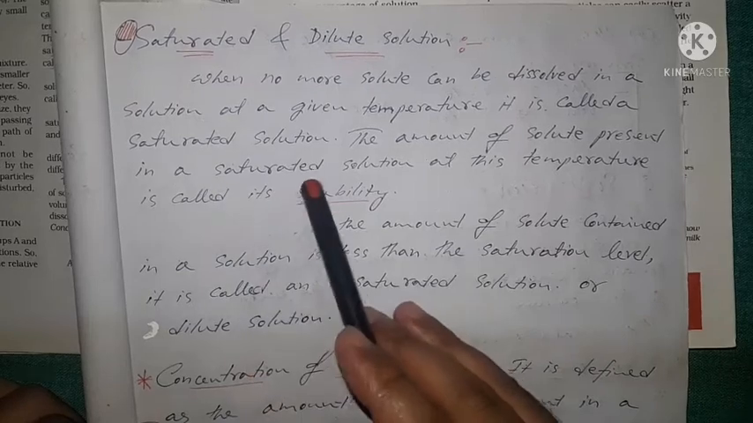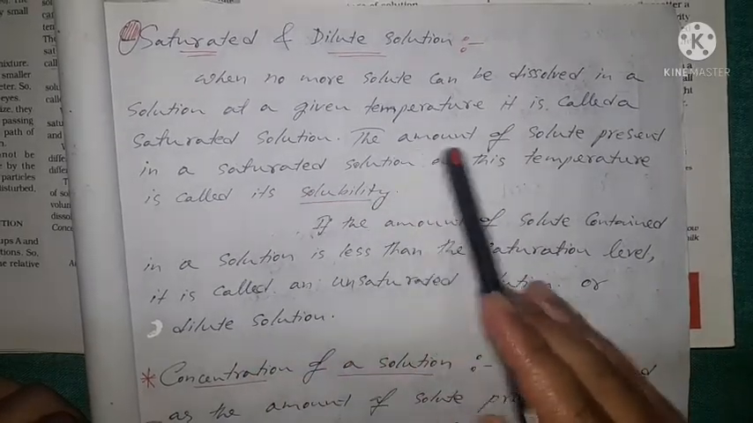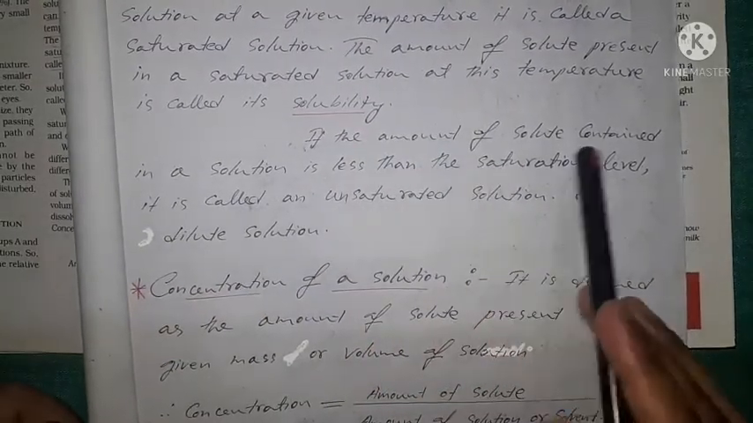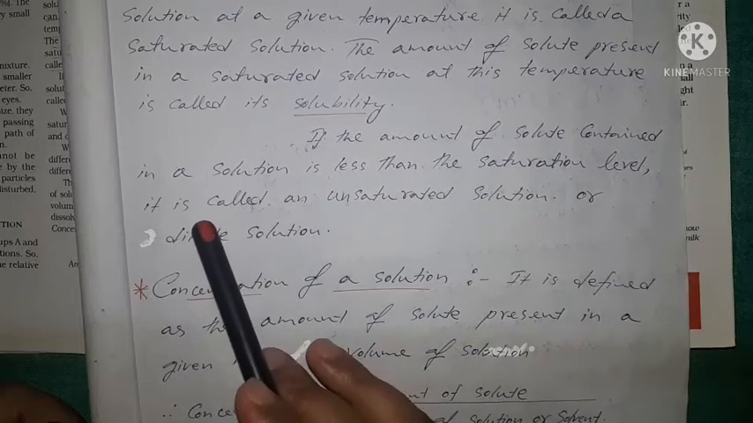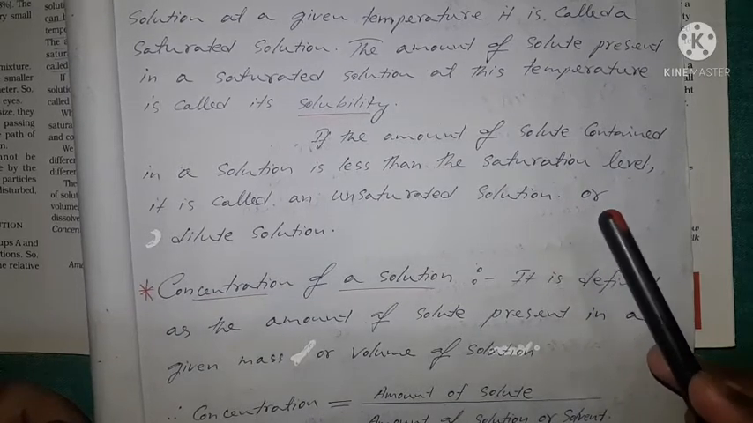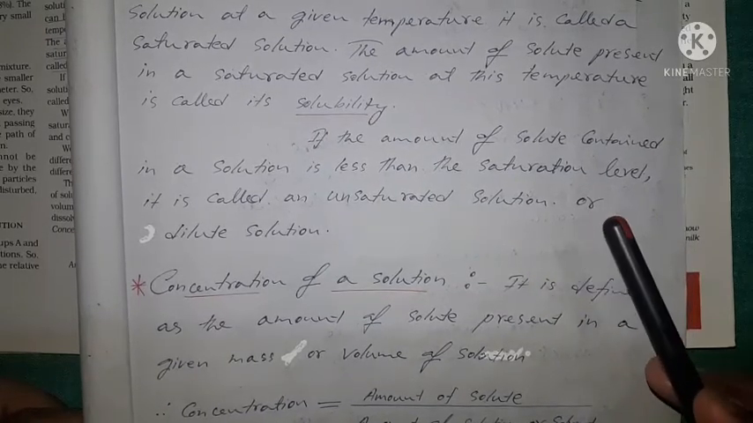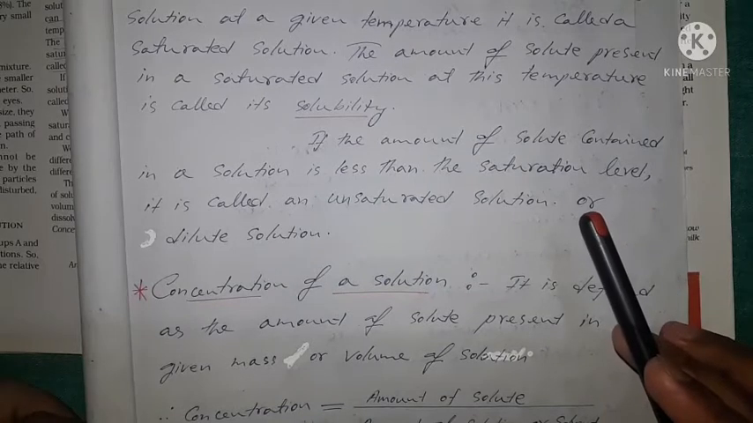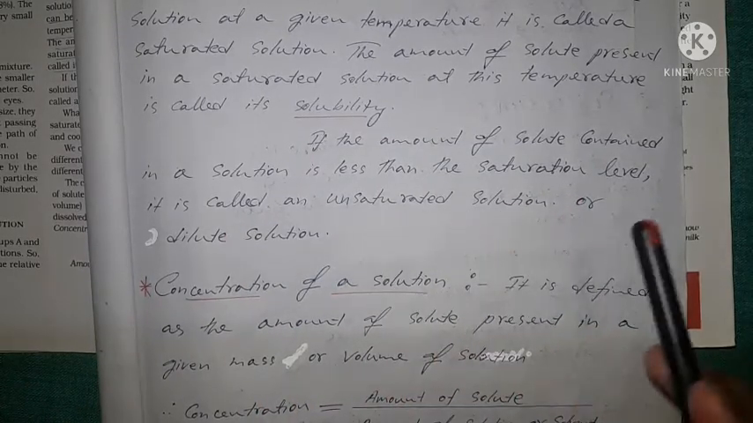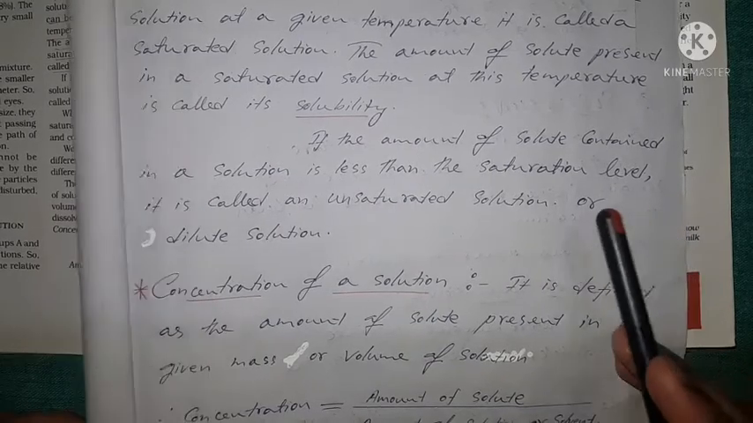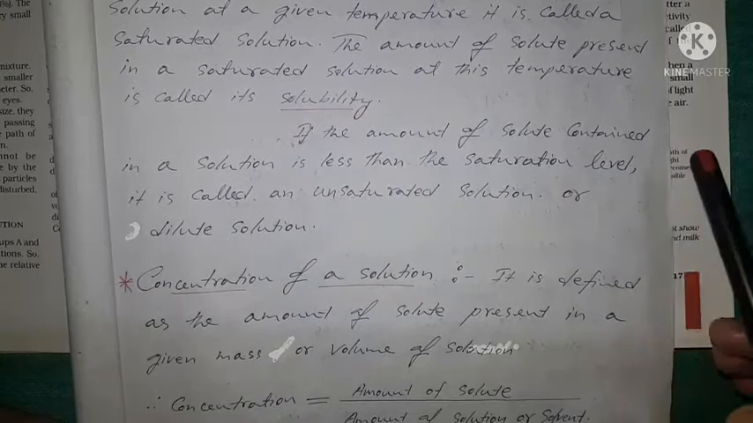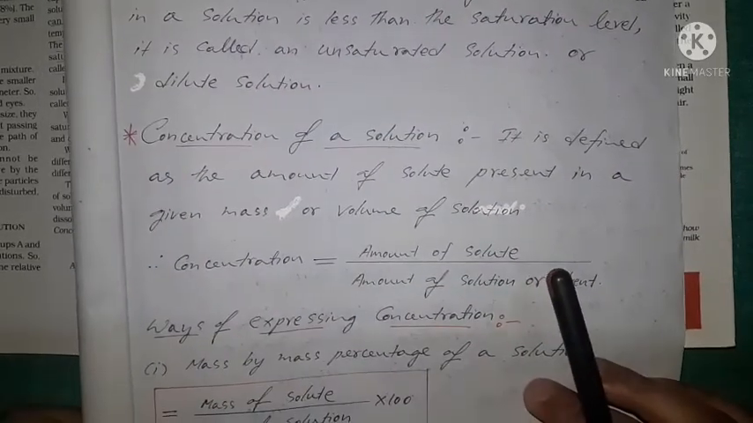Now the amount of solute present in a saturated solution at this temperature is called the solubility. So at this moment the amount of solute present in that saturated solution is known as the solubility. If the amount of solute contained in a solution is less than the saturation level, it is called an unsaturated solution or a dilute solution. That means we can go on pouring salt in a glass of water and it is able to dissolve that salt. That kind of solution is known as an unsaturated solution or dilute solution. So a dilute solution is one where we are able to dissolve some more solute in the solution.